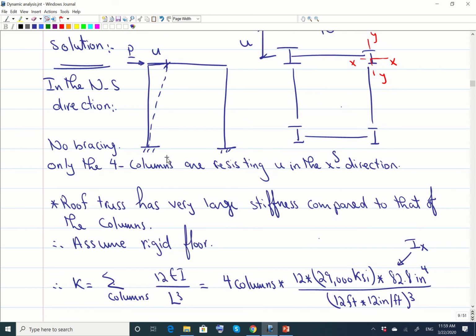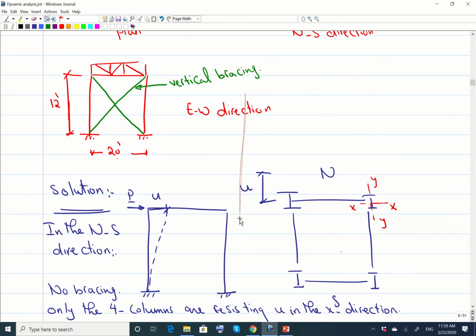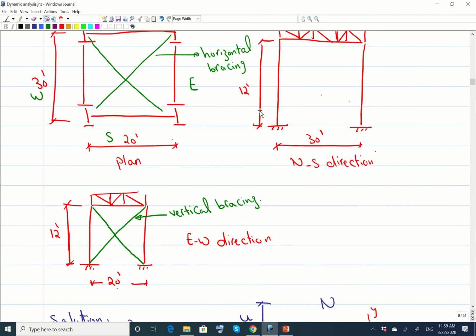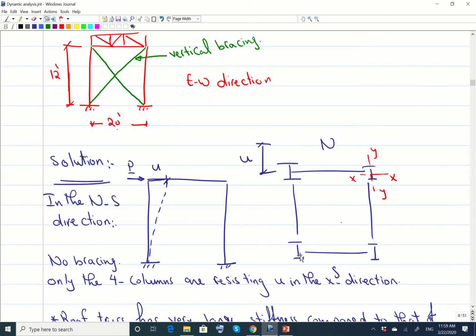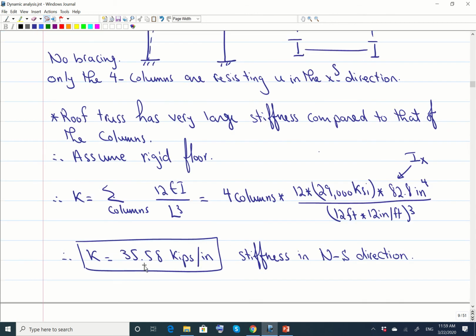The length of the column, this length is 12 feet. It was given over here, so this is 12 feet. But the units that we are using here, we have KSI and inch to the power 4, so I need to change feet to inches. So 12 feet multiplied by 12 inch per foot, and then all cubed. So K is going to be 35.58 kips per inch.